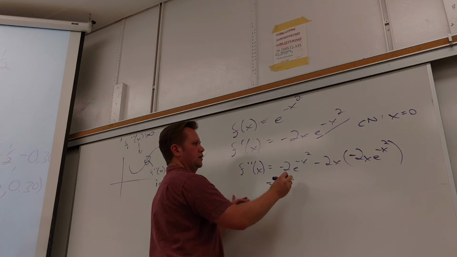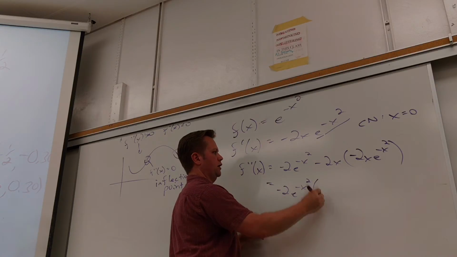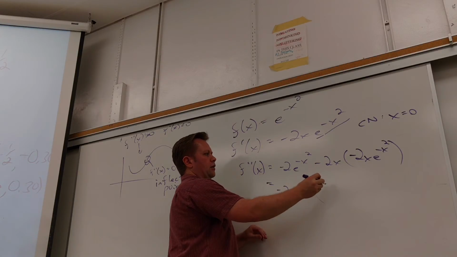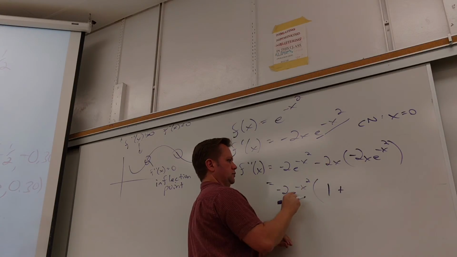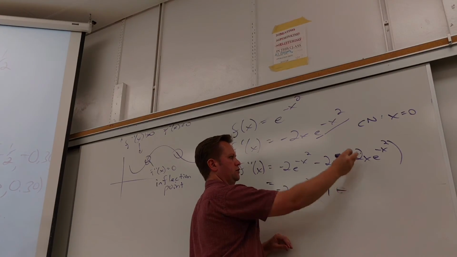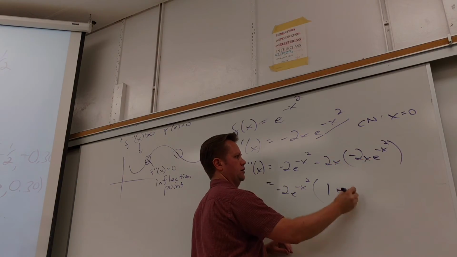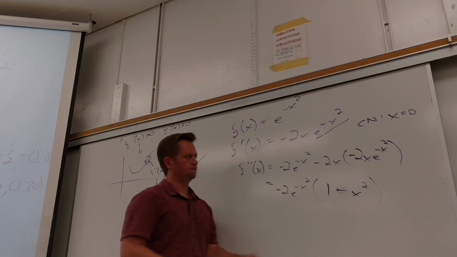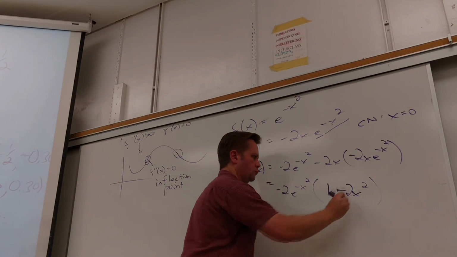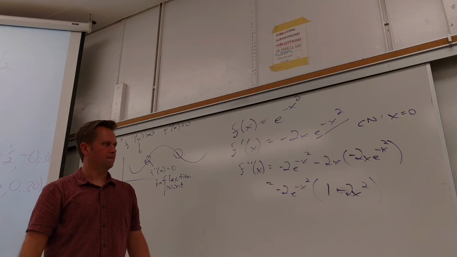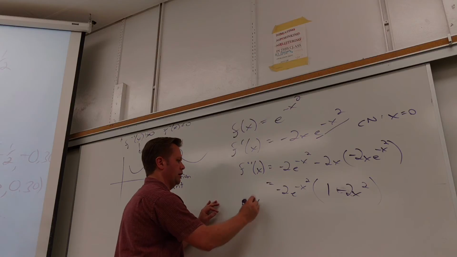So then I get, let's see, if I factor this thing, you can take a -2 e to the negative x squared out. And I'm left with 1 plus, I'm sorry, this will be minus here. There's too many 2's here. Let's see, this will be x squared. 1 minus x squared, I think. There's an extra 2. Yeah. Thank you. So then, what's f double prime of 0?